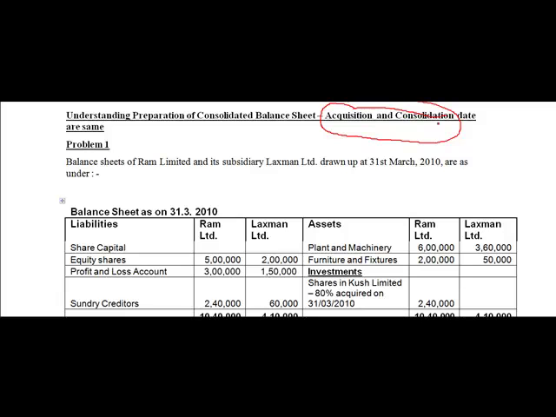Problem 1. Balance sheets of Ram Limited and its subsidiary Lakshman Limited drawn up as on 31st March 2010 are as under. So on the asset side, you have basically the plant and machinery, furniture and fixtures, and investment in Kush Limited. Basically, this is not Kush Limited, this is Lakshman Limited. There's a slight bit of an error here. This is Lakshman Limited.